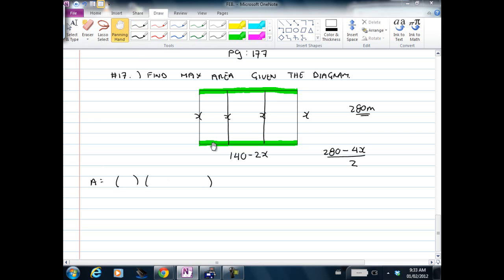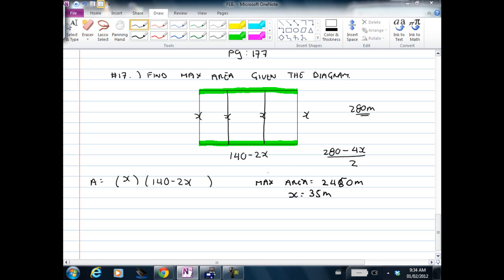So my area equals something times something. We know that this side is 140 minus 2x. Guys, gals, figure out what I'm multiplying this by. What am I multiplying this by to get area? 140 minus 2x times x, because that's the height of the rectangle. The rest is up to you. If you did this correctly, what's your max area? It should be 2450 square meters. It occurs when x equals 35 meters.